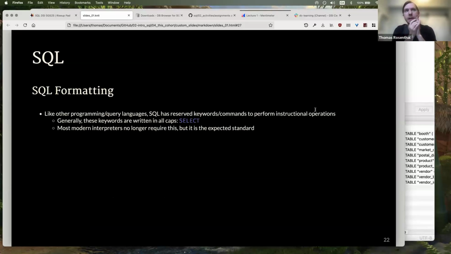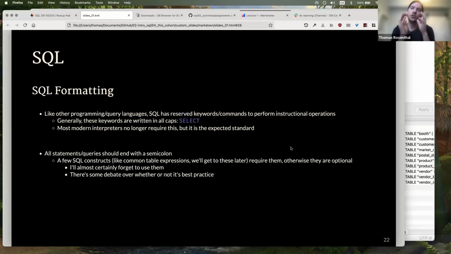Like your other programming or query languages, SQL has reserved keywords or commands to perform the instructional operations. Generally, we write these keywords in all caps. This just tends to be how people write it. Most modern interpreters don't require this, but it's just the expected standard. I'd also say it can vary by organization. At organizations I've worked, everyone wrote lowercase SQL. Feels real controversial to say that.